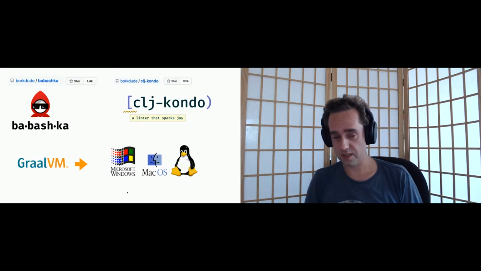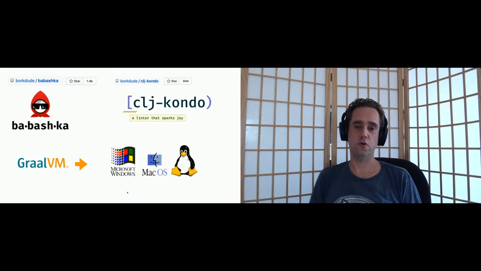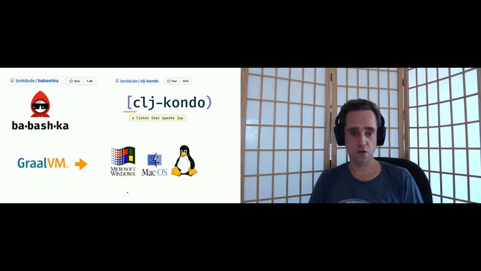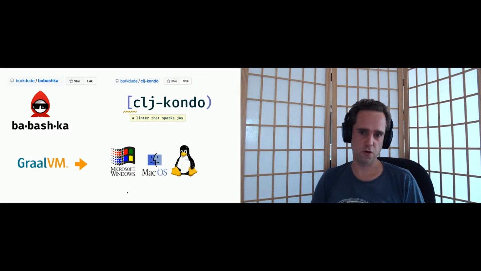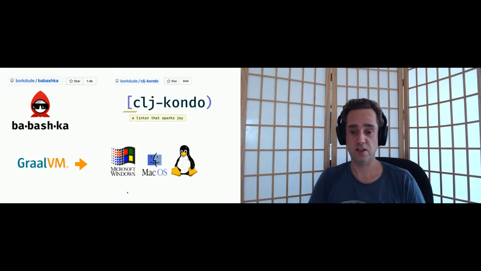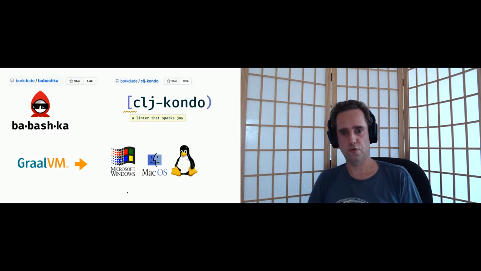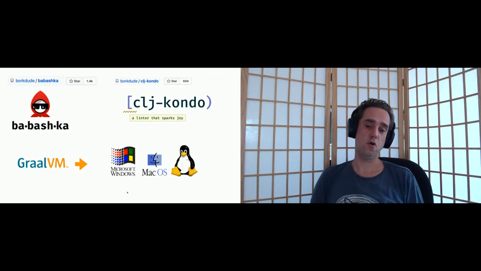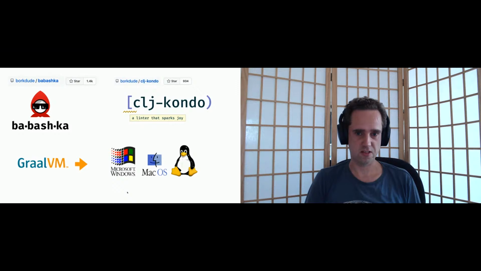And the other project I'm doing is a linter for Clojure. So it detects errors while you're typing in your editor. It's also compiled to native using GraalVM. And so I want to support this for all the three major operating systems: Microsoft Windows, macOS, and Linux. So for me, it's very nice if I have easy access to all these operating systems.